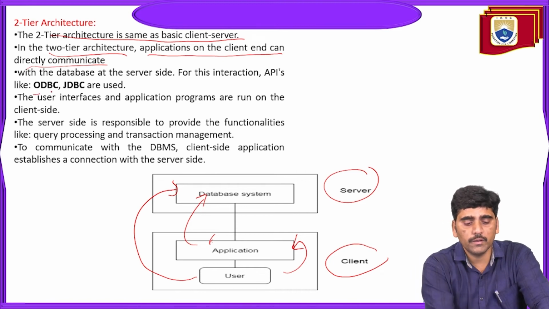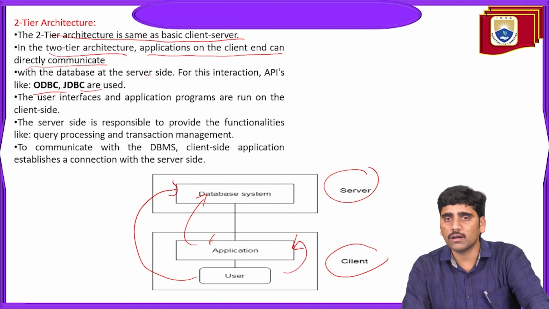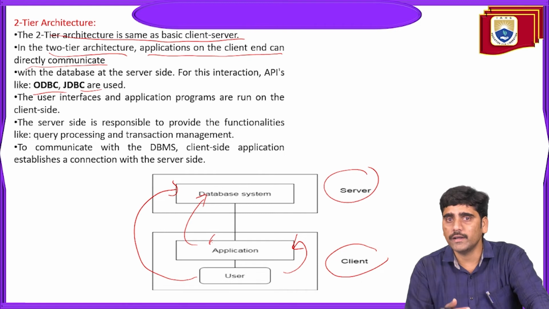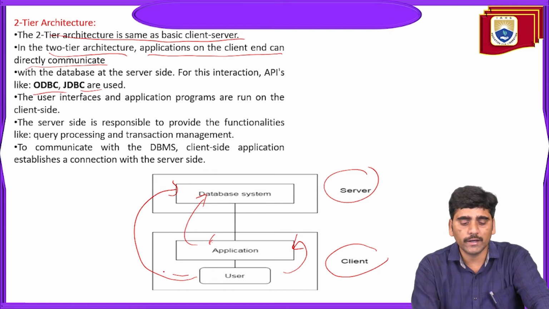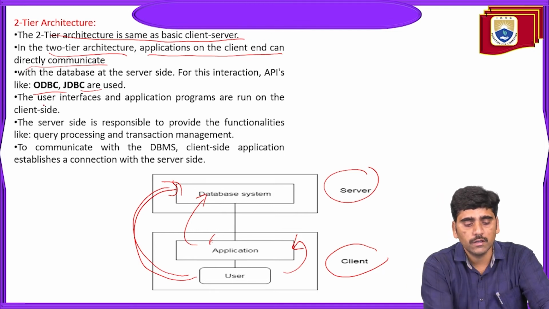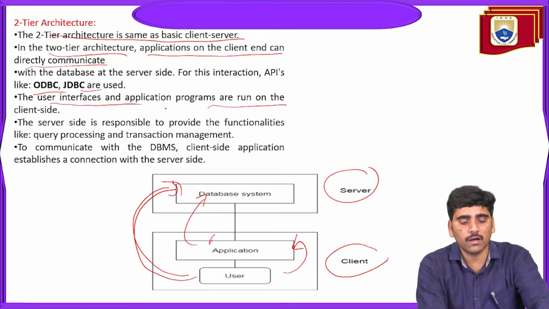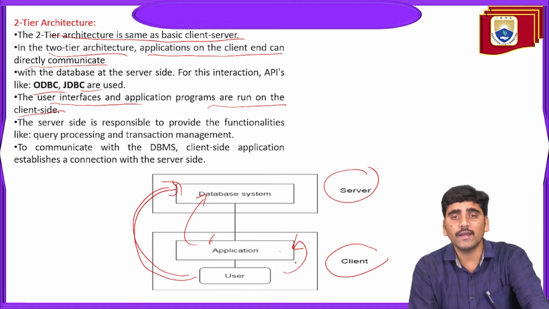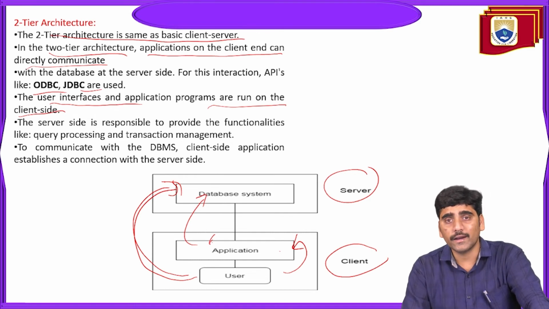So like ODBC and JDBC. Open Database Connectivity and JDBC, Java Database Connectivity. Those two we can use as applications to connect the user to the database system. So see here, the user interfaces and application programs run on the client side. So at the client side only those two are running. Client applications or user interfaces are running on the user side, that is nothing but the client side.